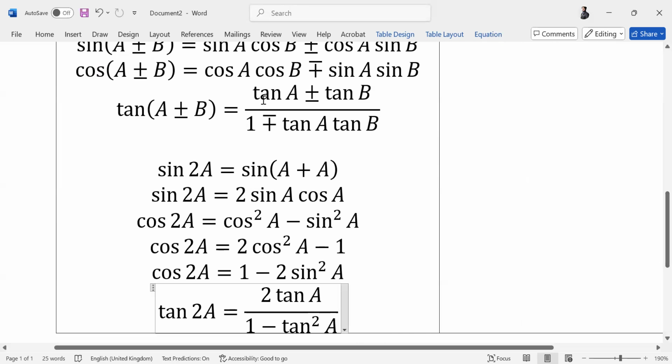Okay, don't worry. If both the angles are A, then you get tan A plus tan A, which is 2 tan A. And both the angles are A, so tan A into tan A, tan A multiplied by tan A. Now do you get it? If there is any problem, tell me.